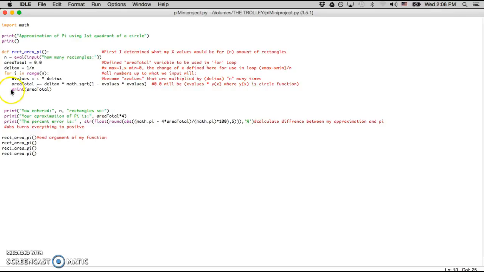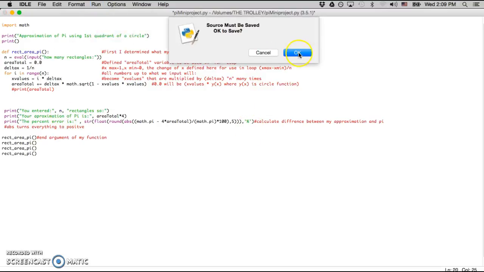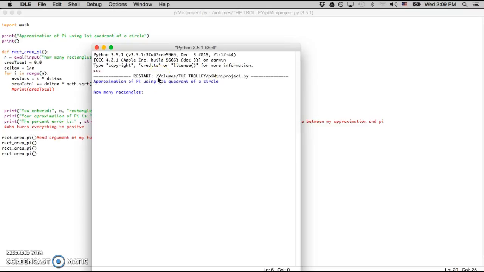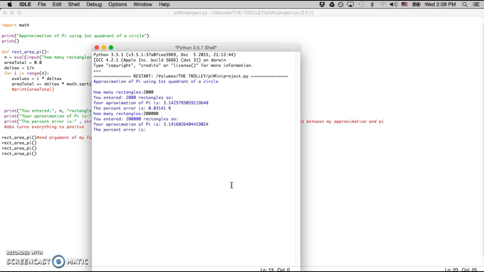sorry, I'm going to not print the entire list. Comment that out. Okay, so let's try that again. So we want to do 2,000 rectangles. Okay, yep. We're much closer, 3.1425, and our percent error is 0.03141%. So let's try 200,000. A lot of rectangles, and it went way down. We're much closer.